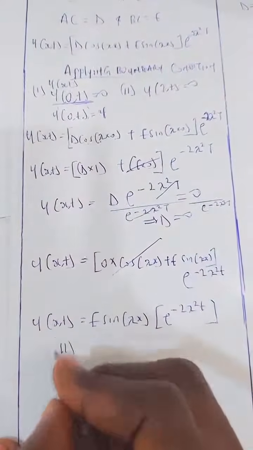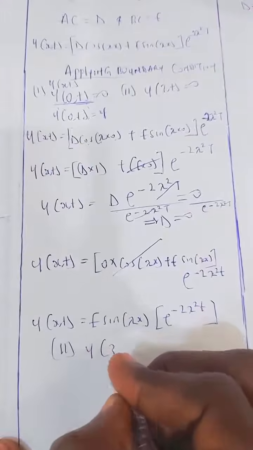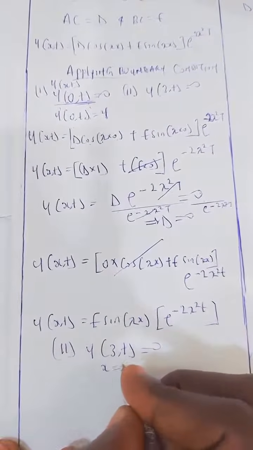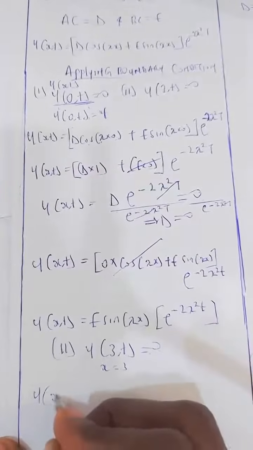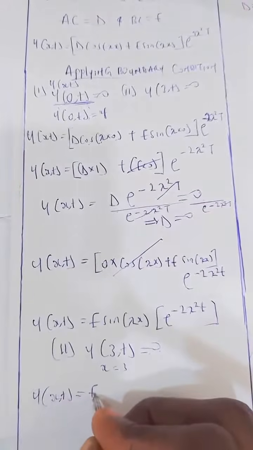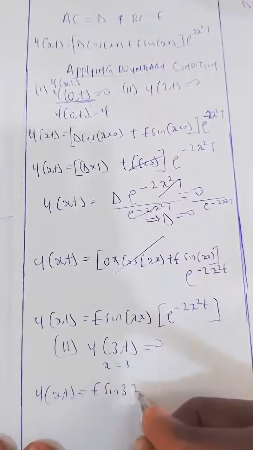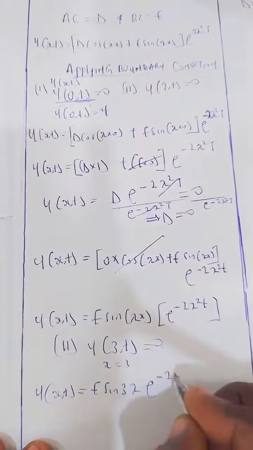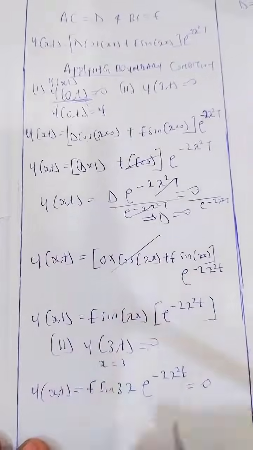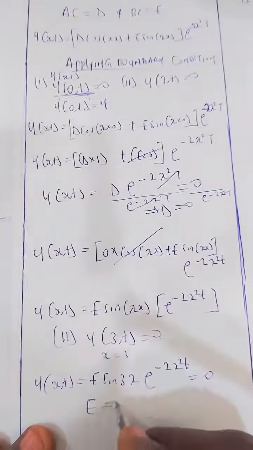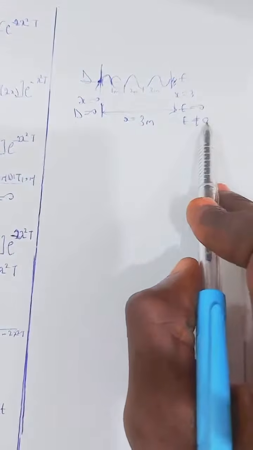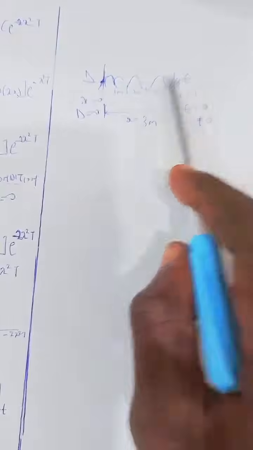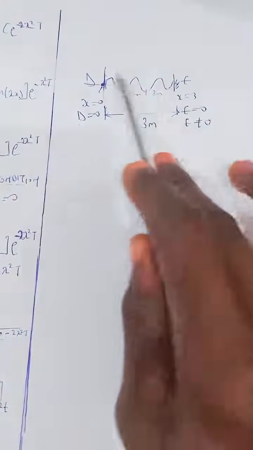Now, let's apply the second boundary condition. The second boundary condition is telling me that when x equals 3, I should equate it to 0, meaning I'm having u as a function of x and t equals e sin(3 lambda) exponential negative 2 lambda squared t equals 0. But in this case, e is not equal to 0. The question is why. We've seen from this illustration that if e is equal to 0, it means that no vibration has occurred, meaning this string is just straight, no vibration.